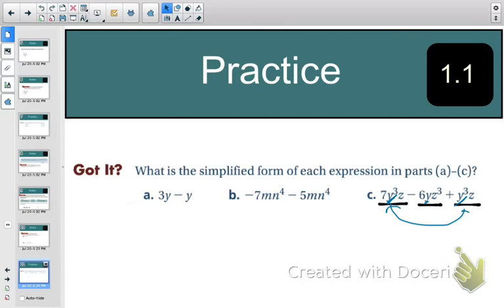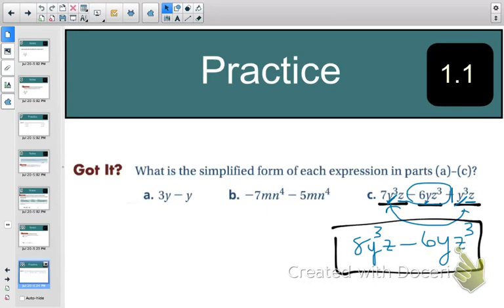Alright, so we're going to do 7y cubed, and then our z's are the same too, because this is just z, and this is just z. So we can add these together. This is like 1. So 7 plus 1 gives us 8. Variables stay the same, y cubed z. And this one we just bring down, minus 6yz cubed. Okay, and we can't combine those because, like I said, these don't have the same exponents. So this is the final answer there.